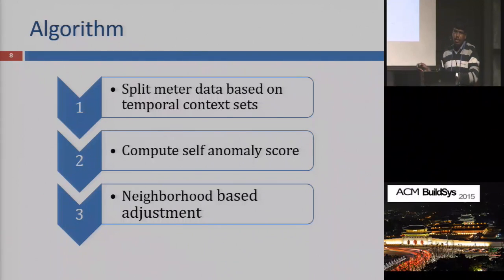Now let's get into the algorithm, how these three steps work. The first step is splitting into different temporal context sets. In this work, we are considering three basic temporal context sets: weekday daytime, weekday nighttime, and weekends. This is a very simple set of temporal contexts, but that is what we observed in the data. After that, we compute the self anomaly score.